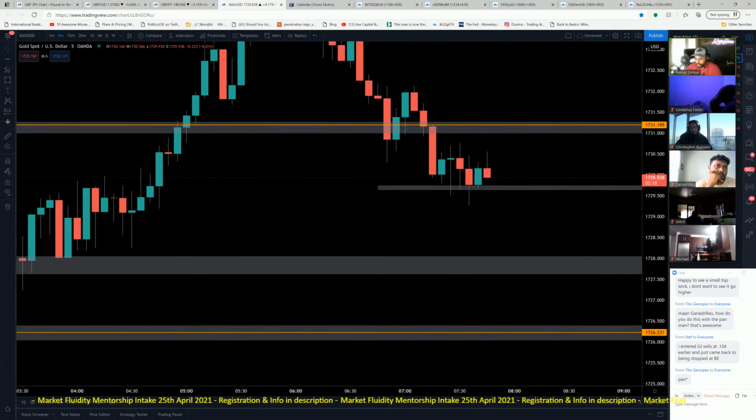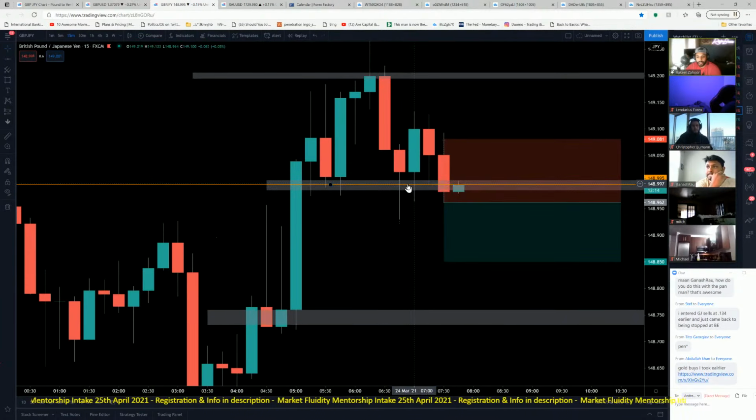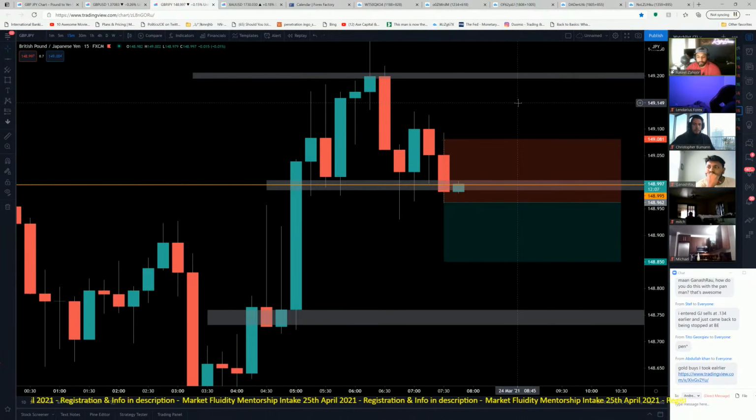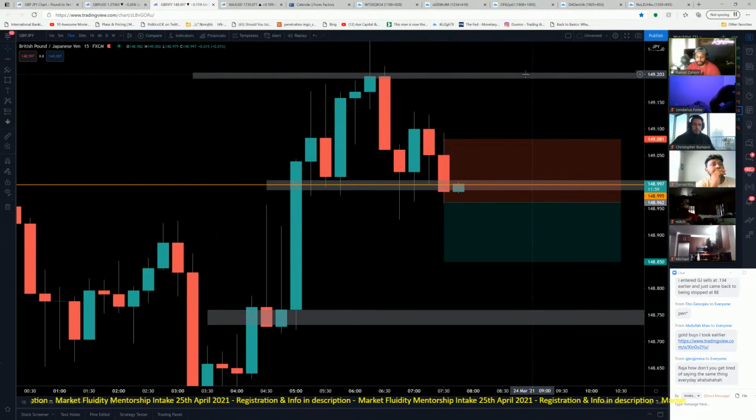Why is GJ not going up? Well, if it stays above 149, I think it's going to continue moving up. But if it stays below 149, then it means it's going to start moving down. But I think for buys, you should look at 149.200. Above 149.200 is going to be a much better idea for buys.